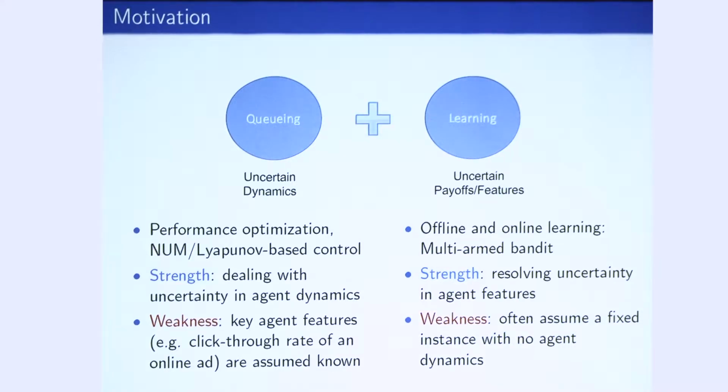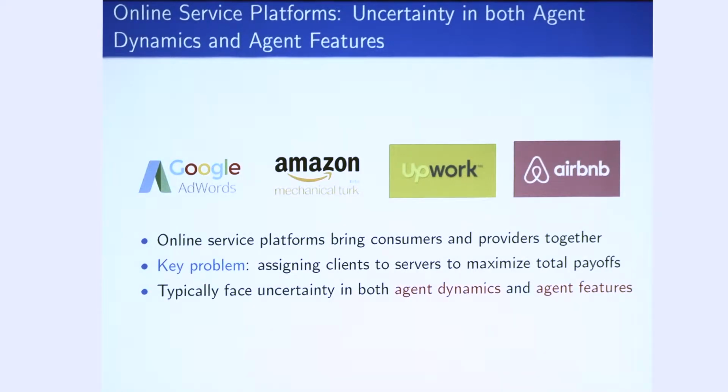So now what if we have both uncertain agent dynamics and also uncertain payoffs? It seems like we need to somehow combine queuing and learning. That is what we are interested in this work. Our interest is also motivated by the operation of online service platforms. Recent years have seen a surge of online service platforms, ranging from applications in advertisement to hotel rentals.